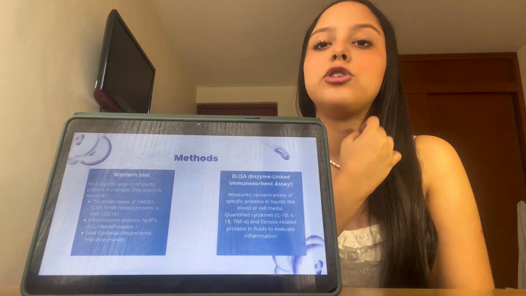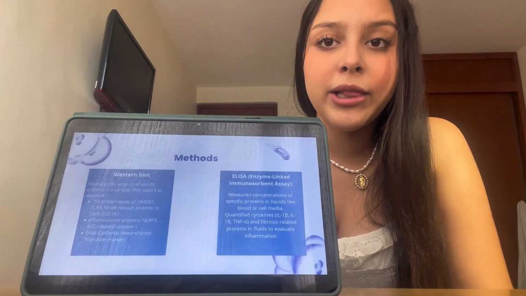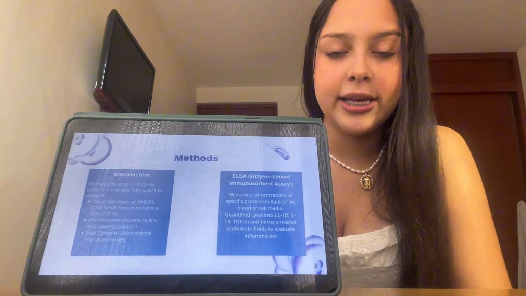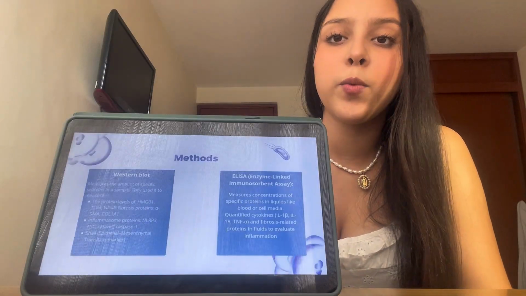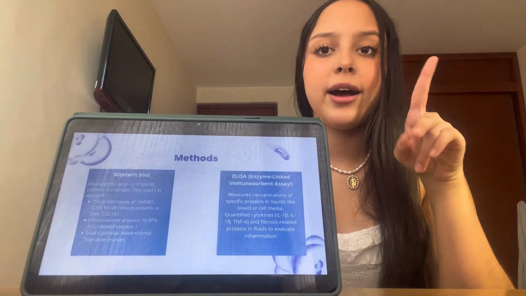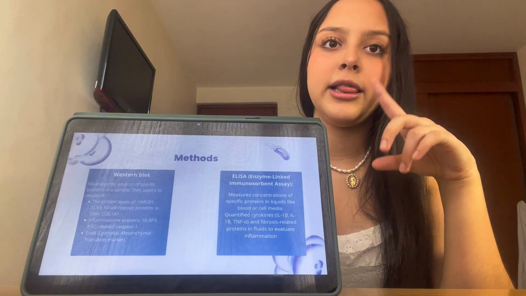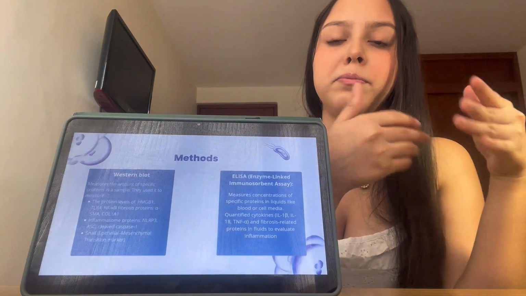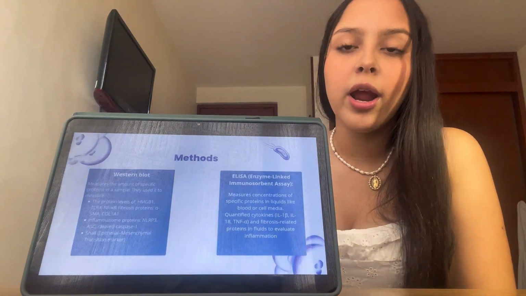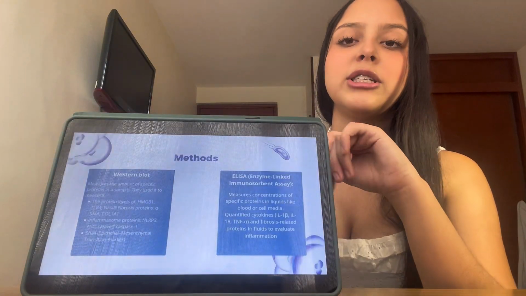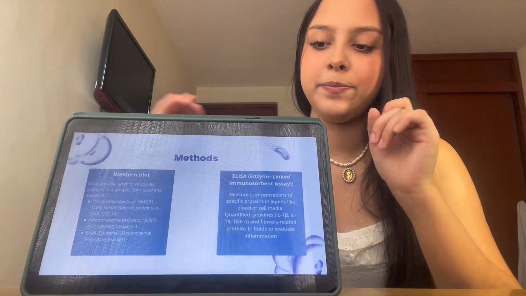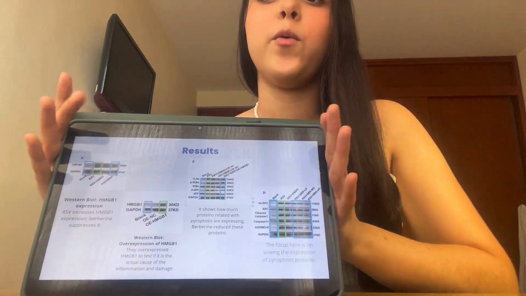And then we are going to have the enzyme-linked immunosorbent assay, where they wanted to measure also the proteins in a liquid. So what they do is they use two antibodies, and one of them is linked with an enzyme that will make that protein change its color. And this was specifically used to measure the amount of inflammation and cytokines. So let's start with the results.